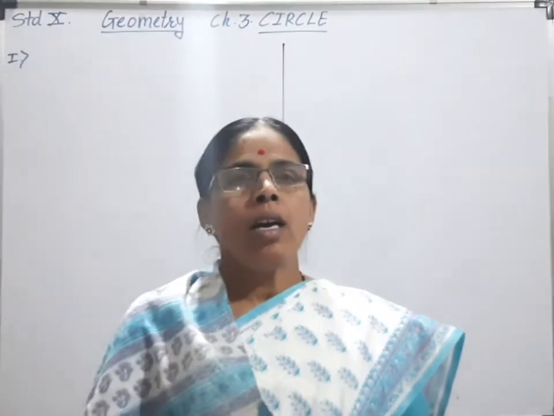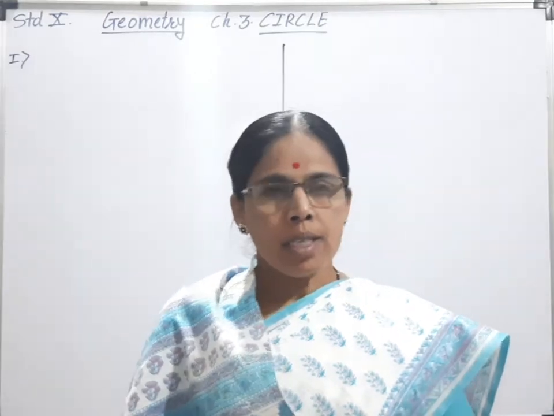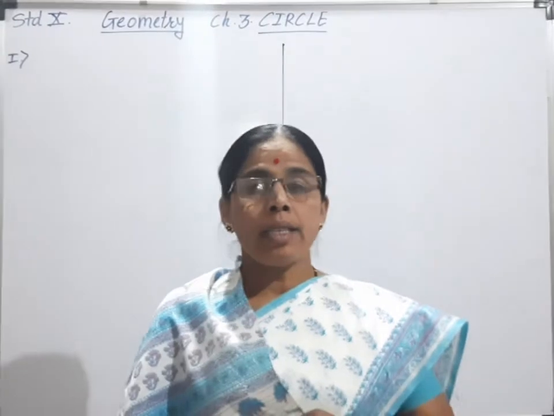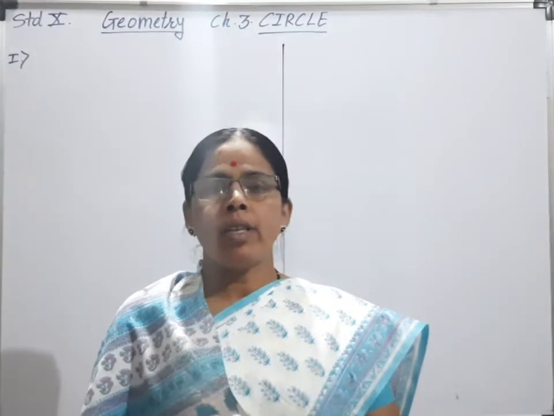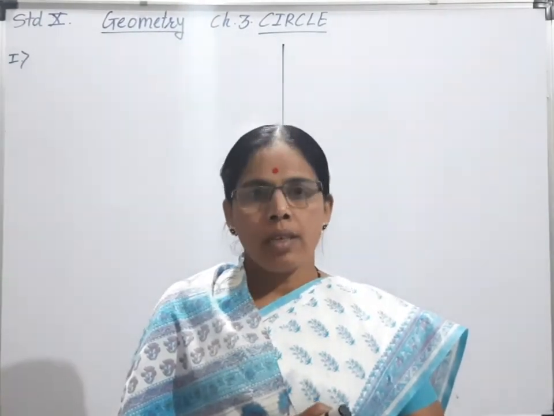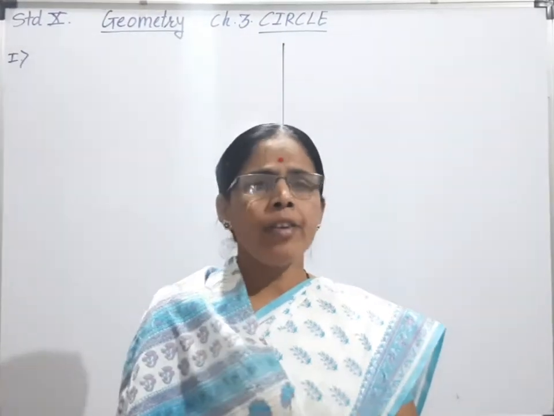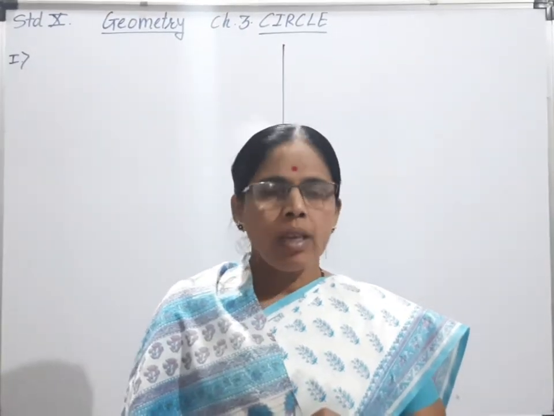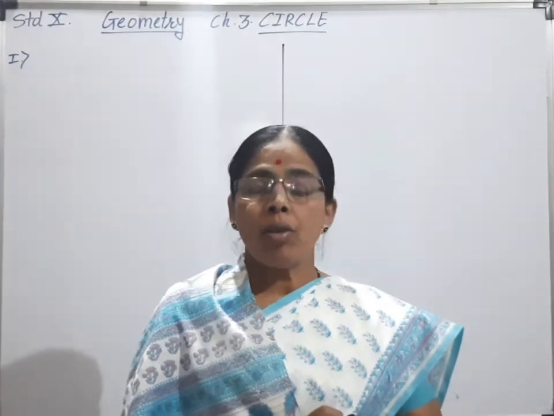Hello students, in the previous video we learned about concentric circles, congruent circles and the tangent segment theorem. Concentric circles means when two or more circles have the same center. And when the radii or the diameters of these circles are the same, then these are congruent circles.